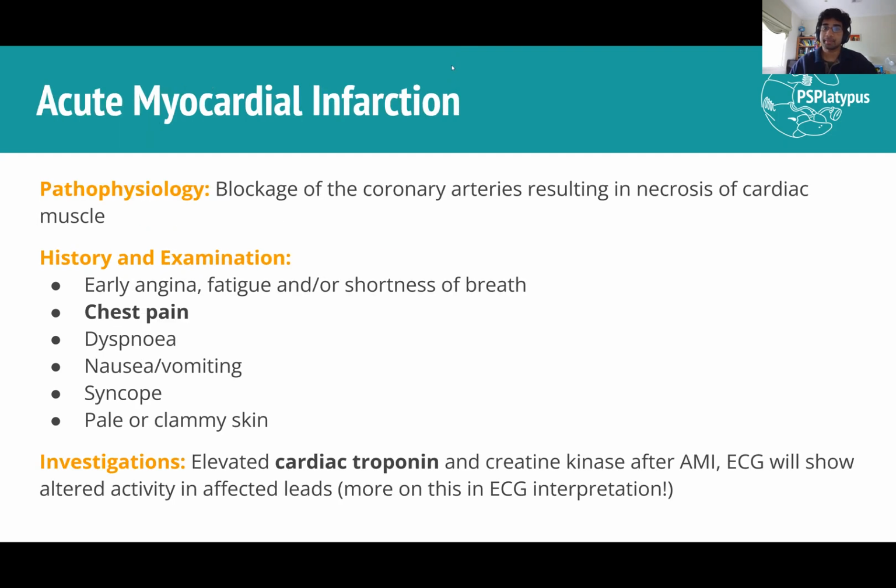Okay, so the first one, AMI, heart attack. You've all heard of it. We probably know by now that it's because you have a block in the coronary arteries, and then you start getting death of cardiac muscle cells. Your major symptom for this is chest pain. Before it, you might have angina, fatigue, or shortness of breath, and then the rest of those symptoms might be there. Probably the other major one would be pale or clammy skin.